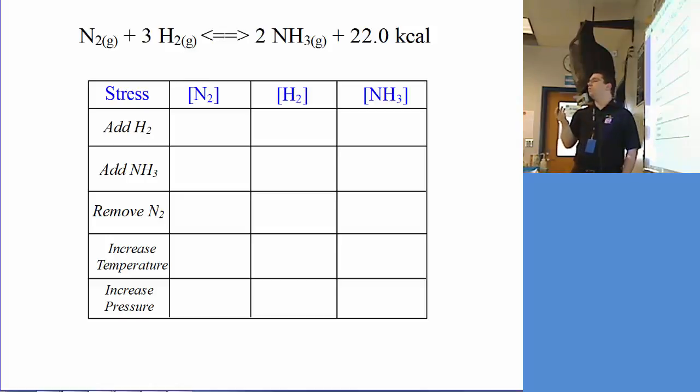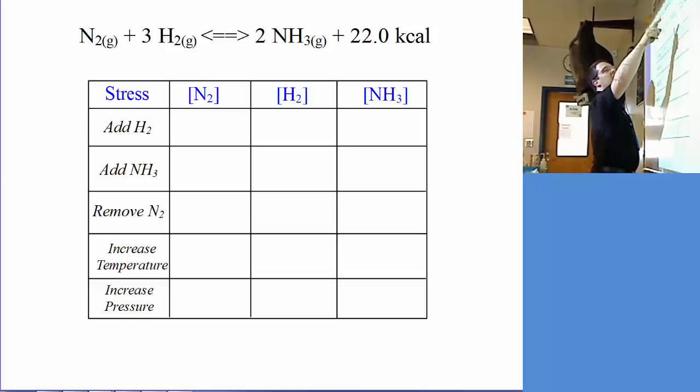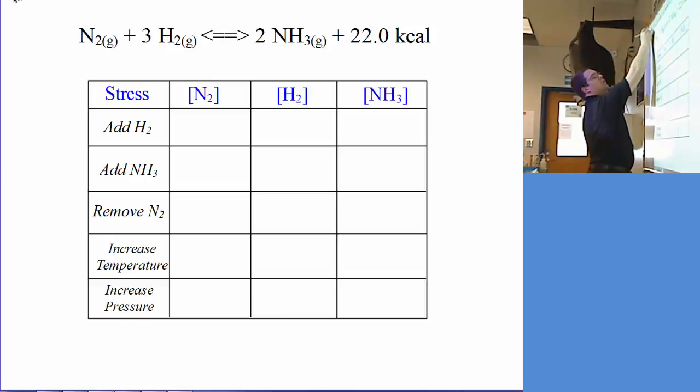Exothermic. How do we know, Bryce? Okay, the energy term is on the product side. We know that on the product side it's being produced, and that's what we have with an exothermic reaction.